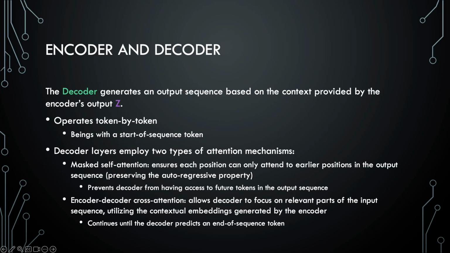The decoder takes the encoder's output and generates new content token by token. There are two important attention mechanisms that work within decoders. The first is masked self-attention, where each position can only attend to earlier positions in the output sequence. The second is cross-attention, which lets the decoder focus on relevant parts of the input sequence using the encoder embeddings.